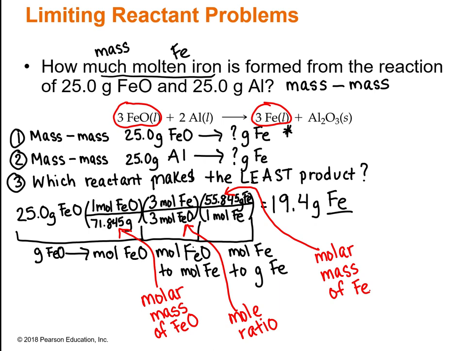Does that help with understanding each of the different parts? It's the same thing we've been doing. Okay. So if you go through all that trouble, you should get 19.4 grams of iron. But that's only part of the problem, and that's made from the 25 grams of iron 2 oxide.